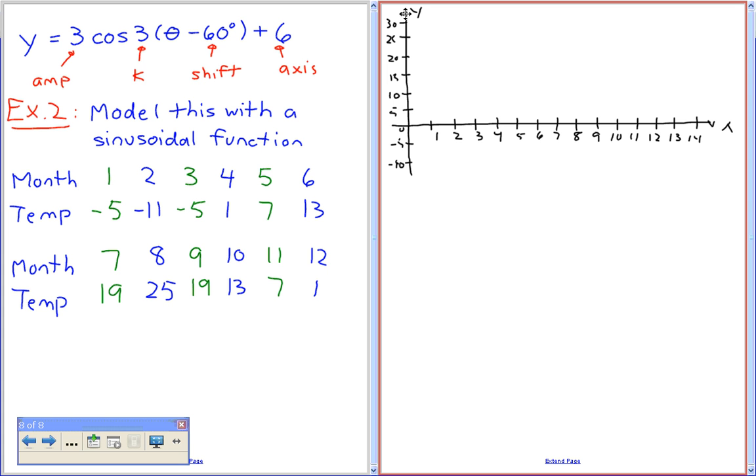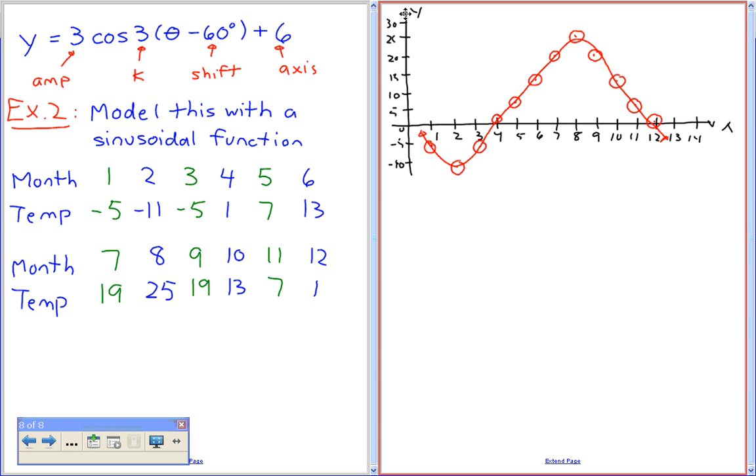So I'm just going to start drawing the graph here. At month 1, the temperature is -5, 2 is -11, 3 is -5, 4 is 1, 5 is 7, 6 is 13, 7 is 19, 8 is 25, 9, 10, 11, 12 are here, and that's all we have. So if I draw my graph, it's going to look something like this.